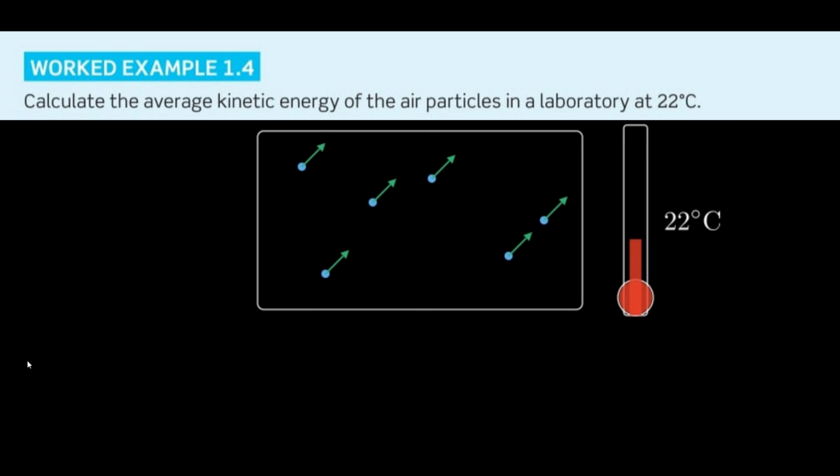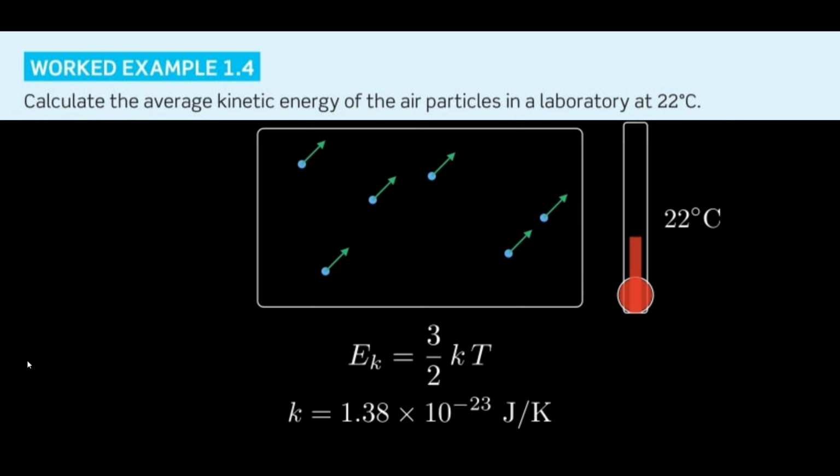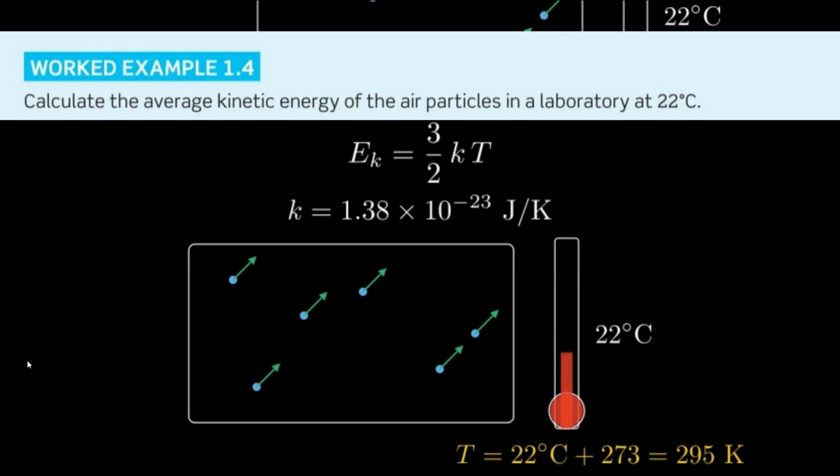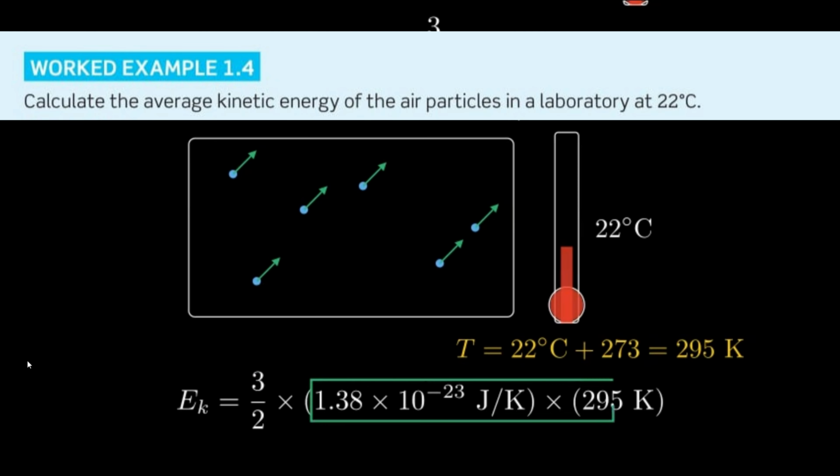For a gas, the average translational kinetic energy of a single particle is given by the formula: average kinetic energy equals 3/2 times Boltzmann's constant times the absolute temperature. Boltzmann's constant has a value of 1.38 times 10 to the negative 23 joules per Kelvin. Now, temperature must be in Kelvin, not degrees Celsius. So our first step is to convert the temperature. 22 degrees Celsius becomes 22 plus 273, which gives 295 Kelvin.